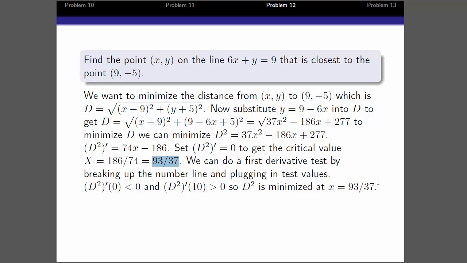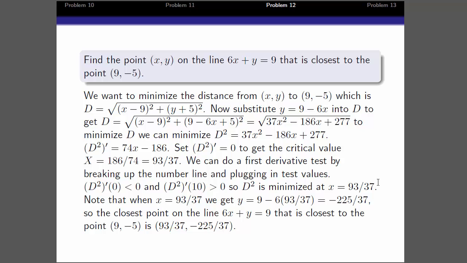Thus, d is also minimized at x equals 93 over 37. So it's just a matter of finding the y value so we can name the point. Plug in x equals 93 over 37 and crunch the numbers, and we get a y coordinate, so we know the point on the line that is closest to 9 comma negative 5.